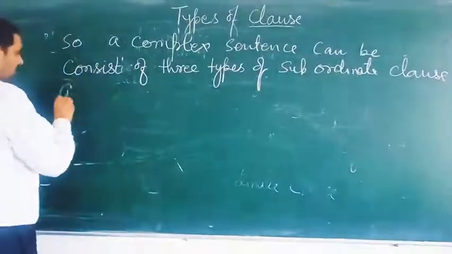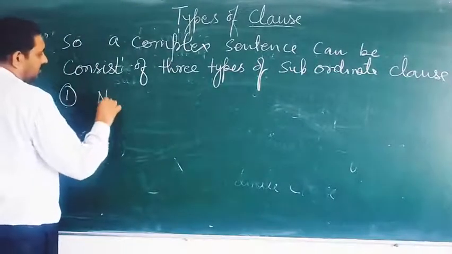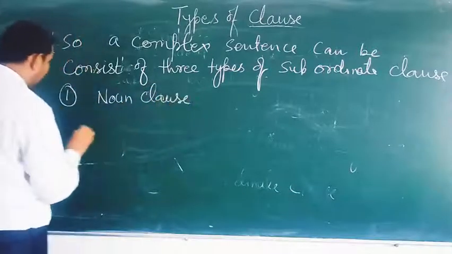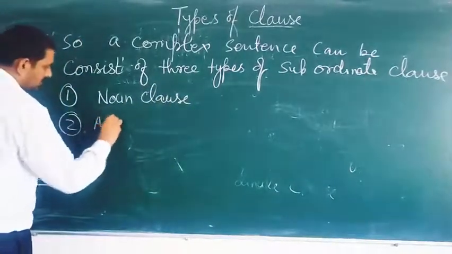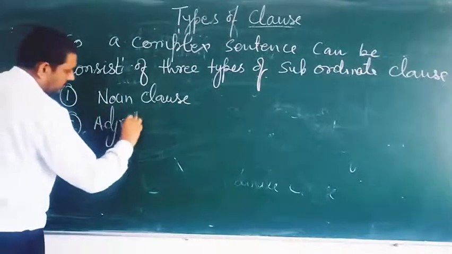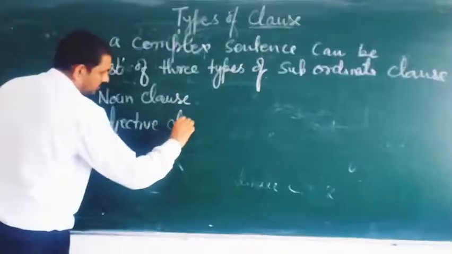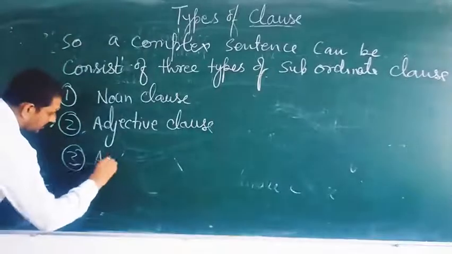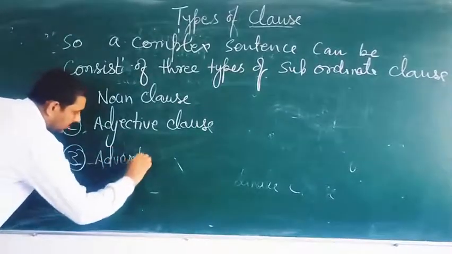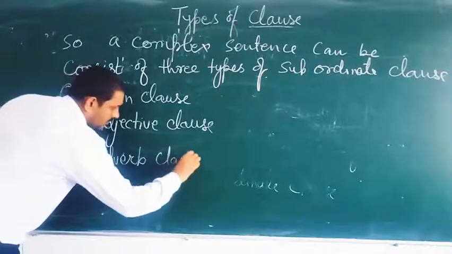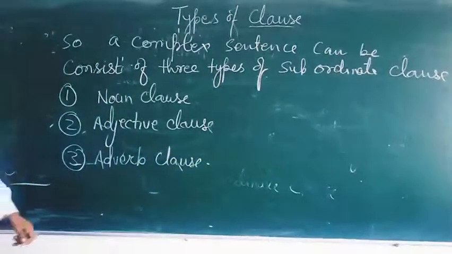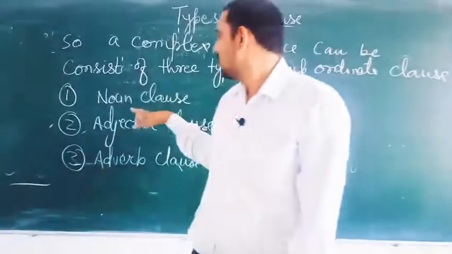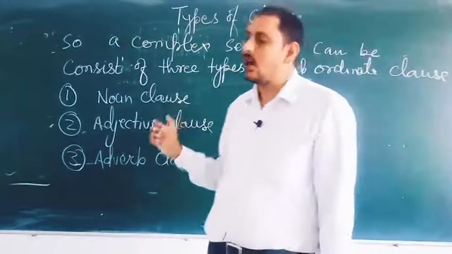Number one is noun clause. Second one is adjective clause. Third one is adverb clause. Okay, so we start with the first subordinate clause, that is noun clause.